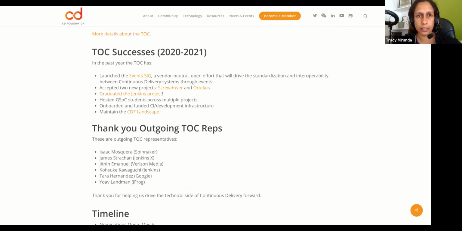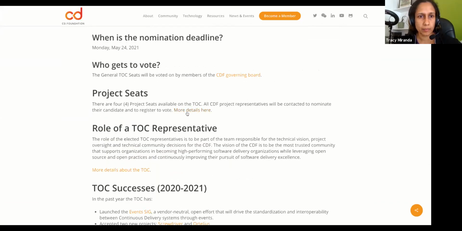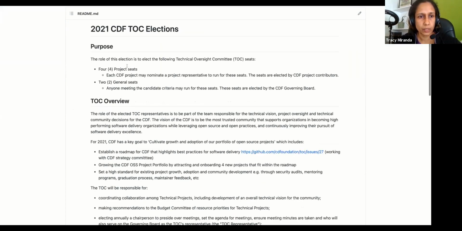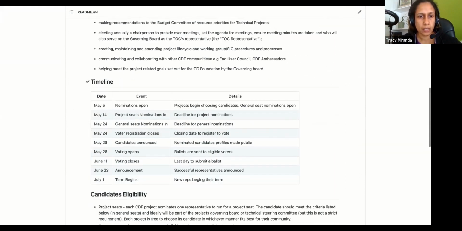And if you click through, under project seats in that blog post, if you scroll up a little, Dan, we've got a GitHub page which has full details. So I'll just wait for that to come up. That lists the different project seats and the two general seats, who's eligible, who can vote on each one. And if you scroll down, I'll talk a bit more about the voting eligibility.